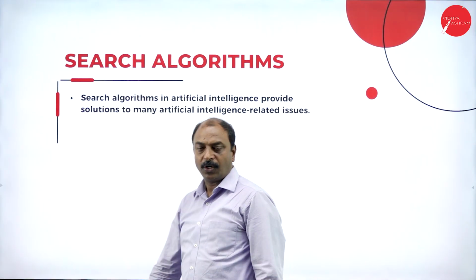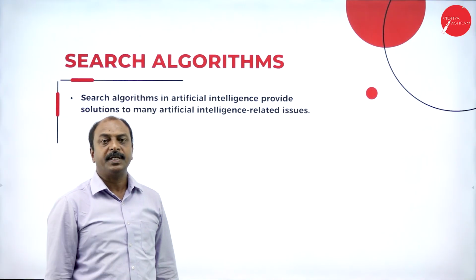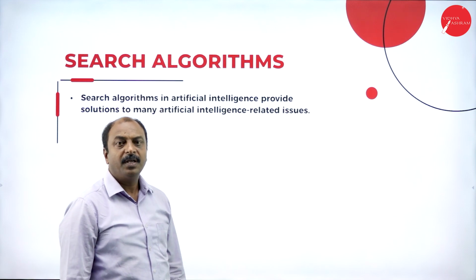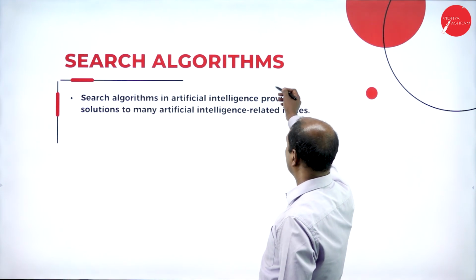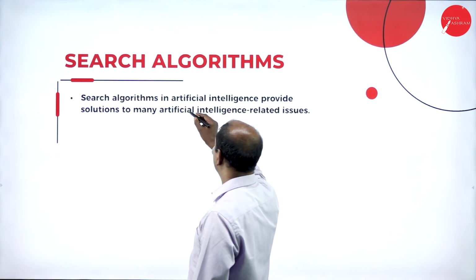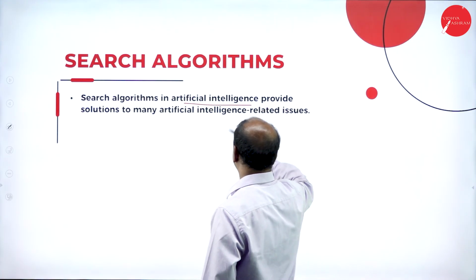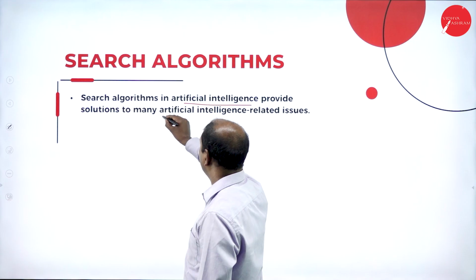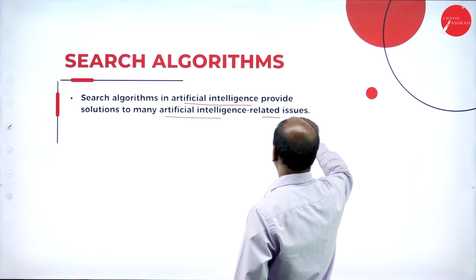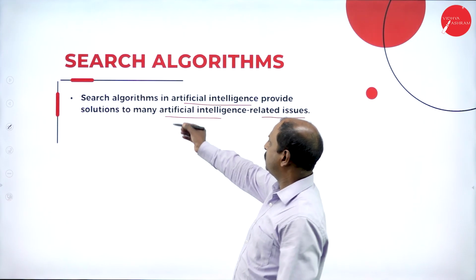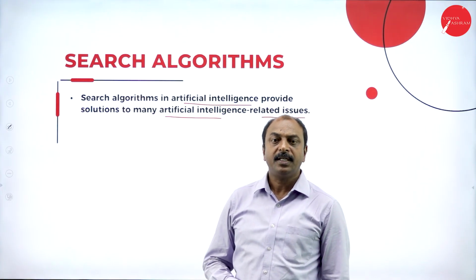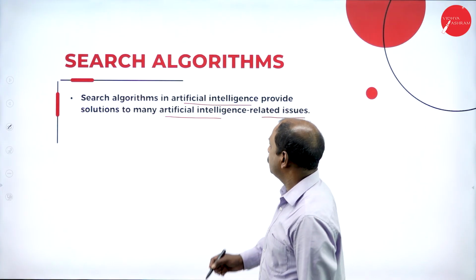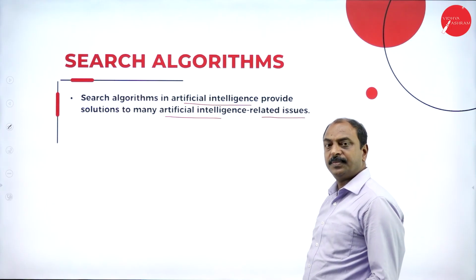Now we know what an algorithm is. An algorithm is a step-by-step procedure to solve a problem, which is textual in nature. So, what is a search algorithm? The search algorithm in artificial intelligence provides solutions to many artificial intelligence related issues. So, searching algorithm is one of the components in artificial intelligence. So, this is search algorithms.